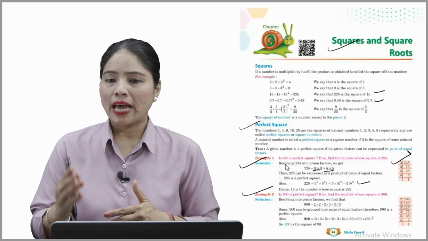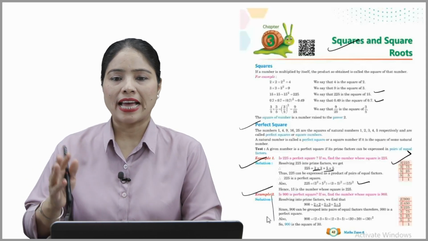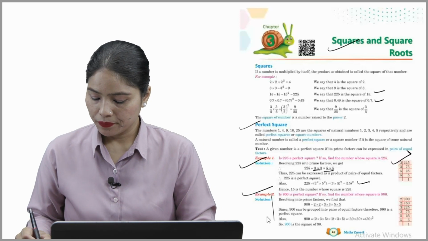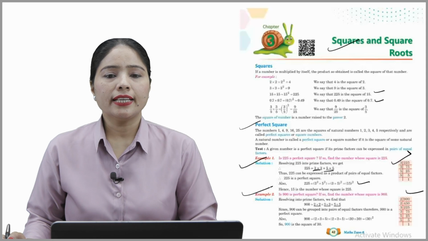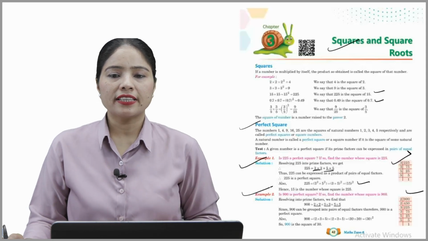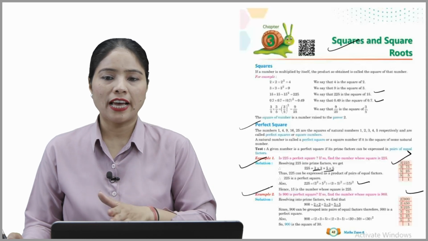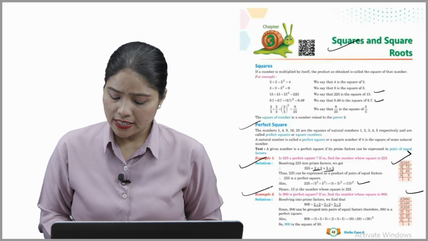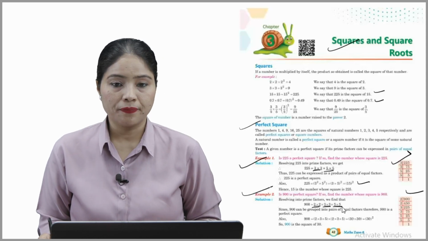Resolving into prime factors, we find that first of all we need to find the prime factors of that number like this way. And after that, what factors did 900 give? 2 into 2 into 3 into 3 into 5 into 5. So what will we do? We made pairs here. This is a pair of 2, this is a pair of 3. This is a pair of 5.